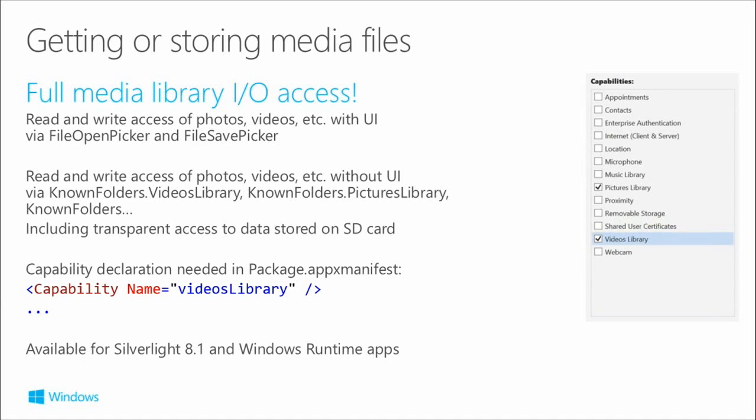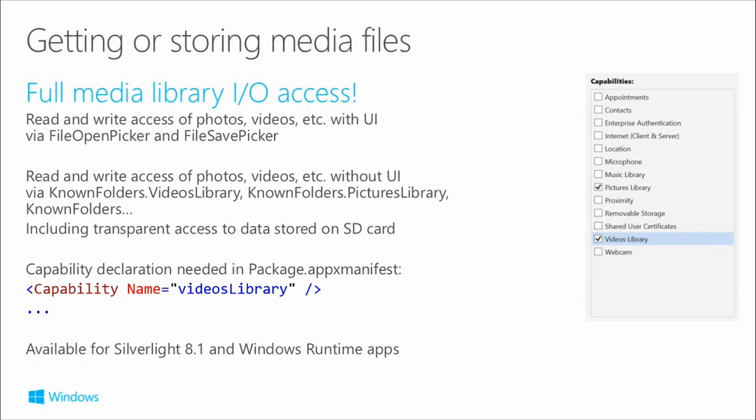So in order to get the access we need to make sure we have full media library I/O access, and that means going into our AppX manifest and turning on our pictures library, turning on our videos library, and if we're going to pull pictures or videos from the SD card, we're going to want to turn on removable storage as well.